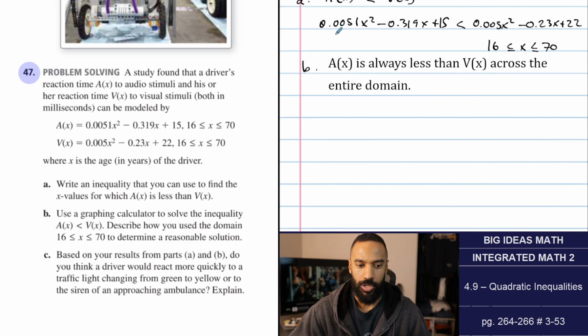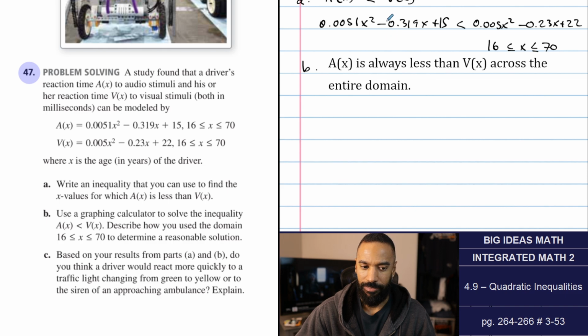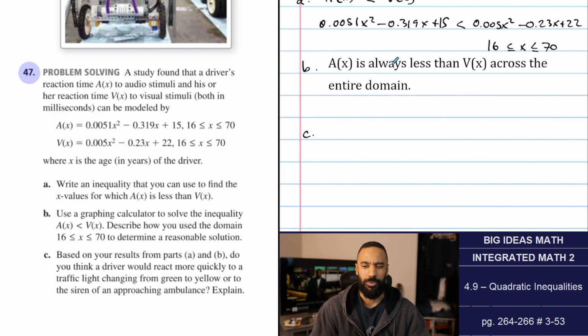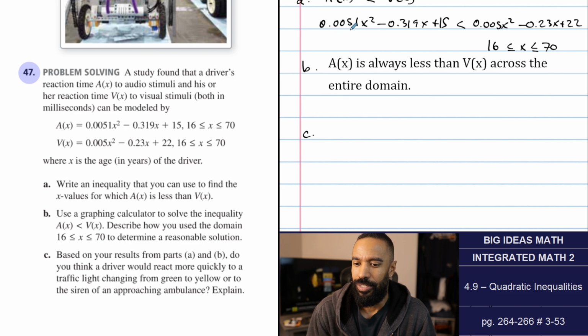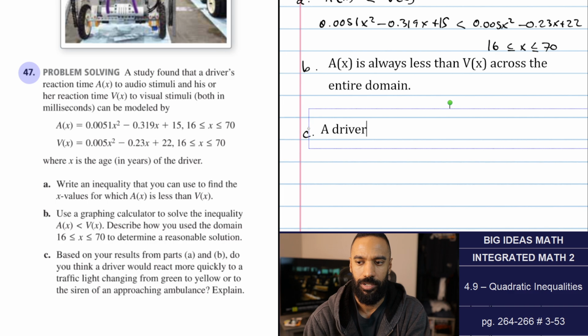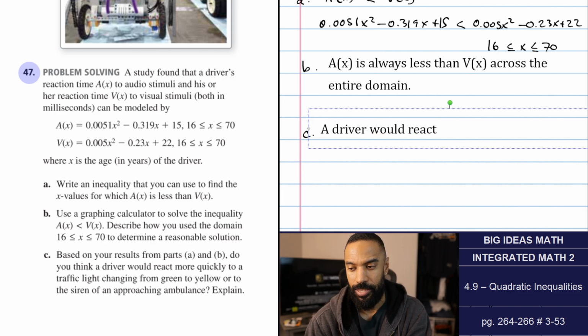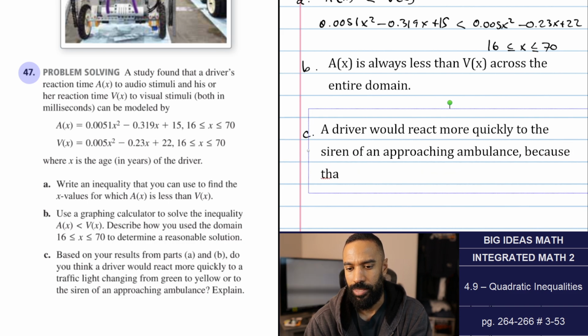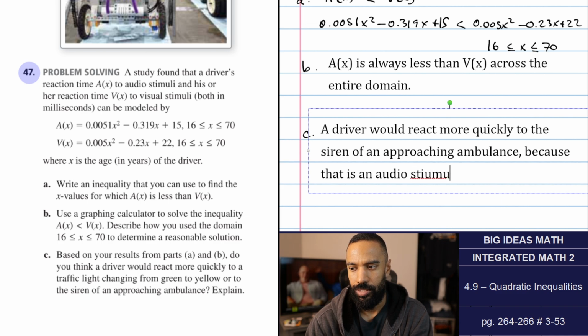Part C, based on your results, do you think a driver would react more quickly to a traffic light changing from green to yellow or the siren of an approaching ambulance? Explain. Well, it says approaching, but I guess the siren. A driver would react, and I didn't think that would be the case, more quickly to the siren of an approaching ambulance because that is an audio stimulus.